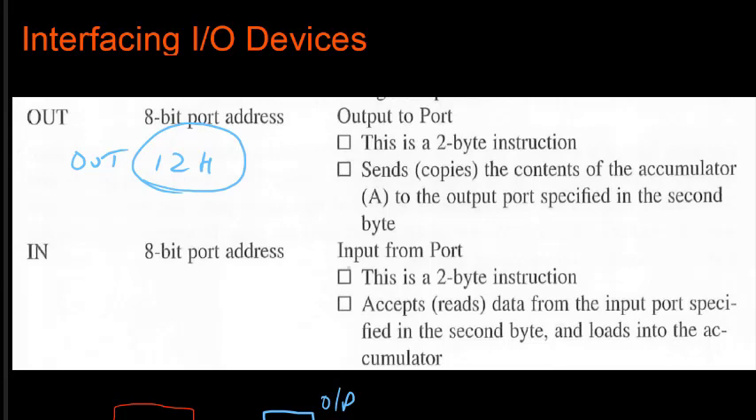IN is also a 2-byte instruction. It reads the data from the input port specified by the second byte and loads it into the accumulator. So if we have IN 13H, the microprocessor will read the data from this input port into the accumulator. So this is how a peripheral input output system works.